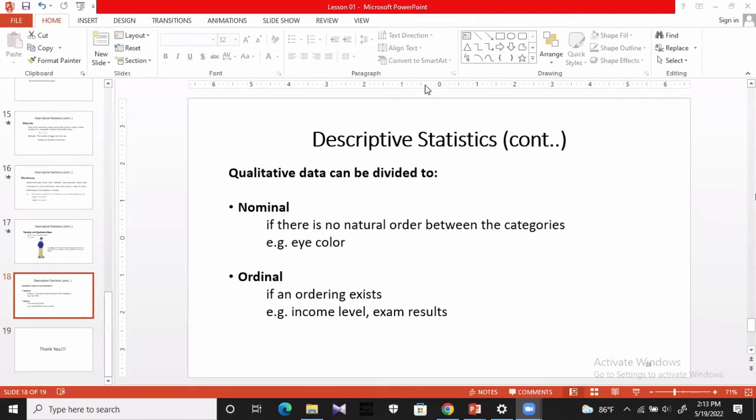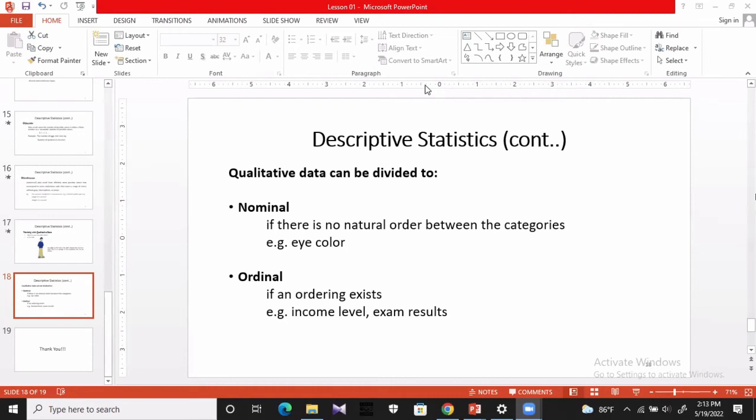Nominal means we cannot put those qualitative data into an order. There's no order. If you consider your gender, it has only two measurements, either male or female. There is no natural order between male and female.